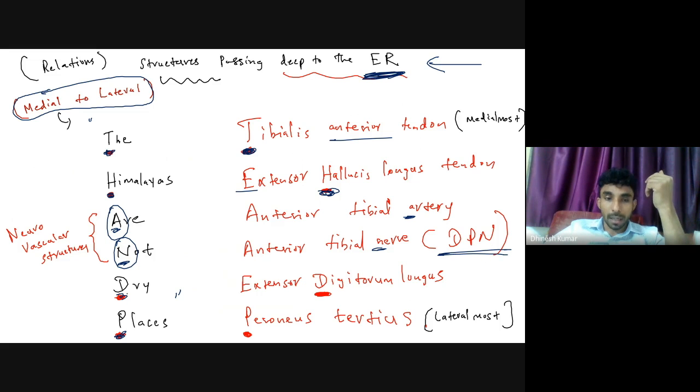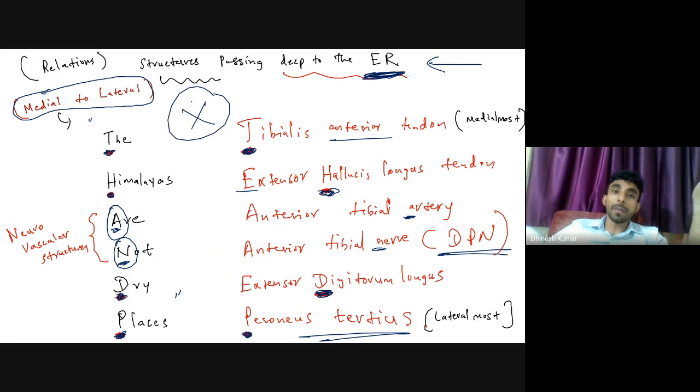Then D for digitorum longus, extensor digitorum longus. P is peroneus tertius, the lateral most. Fine. So this is the arrangement of structures deep to the extensor retinaculum of ankle joint from medial to lateral.